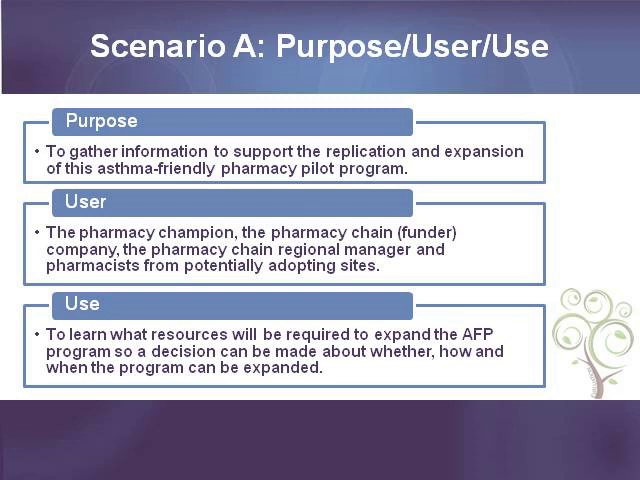Who's going to make the decision based on the information? The pharmacy champion is the one that's asking us to collect these data, but the ultimate decision maker is going to be the pharmacy chain and the pharmacy chain regional manager and the pharmacist from the potentially adopting sites. Right? How is the data going to be used? The data is going to be used to learn what resources would be required to expand the AFP program so a decision can be made about whether, how, and when the program can be expanded.